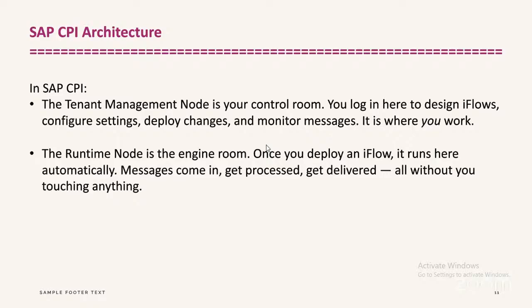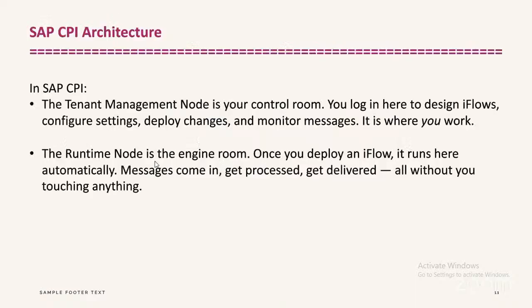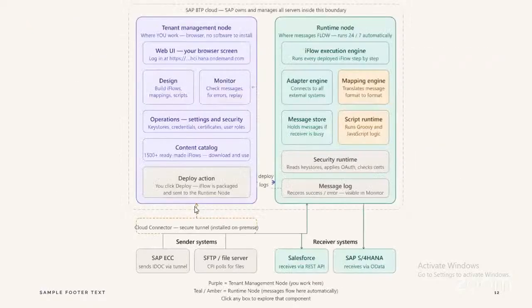Once you deploy the interface, the runtime node runs. The runtime node is the engine room. Once you deploy an iFlow, it runs here automatically. Messages come in, get processed, get delivered, all without you touching anything. Until you deploy the interface, you cannot fetch the data from different systems and you cannot send the data to other systems. The runtime node is the node which fetches the data from the different systems and sends the data to the target systems. So this is the architecture I would say.